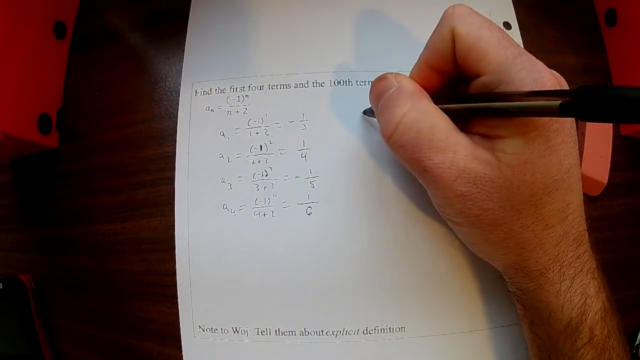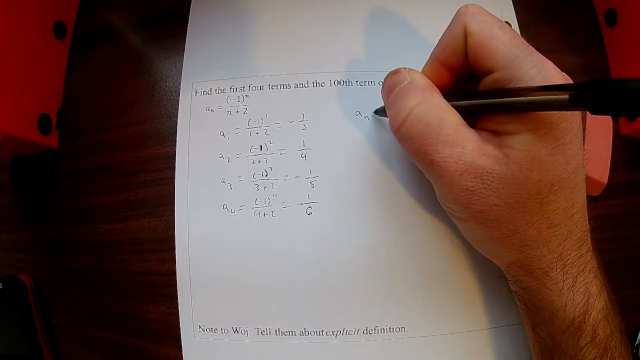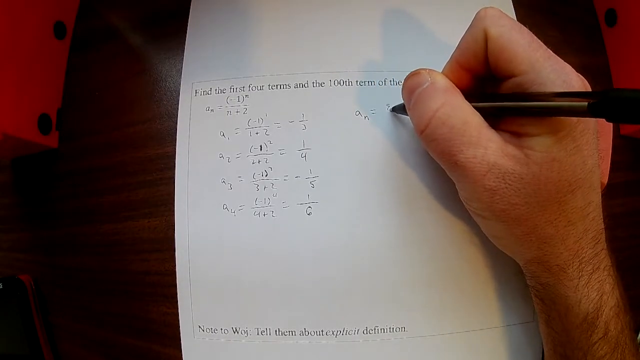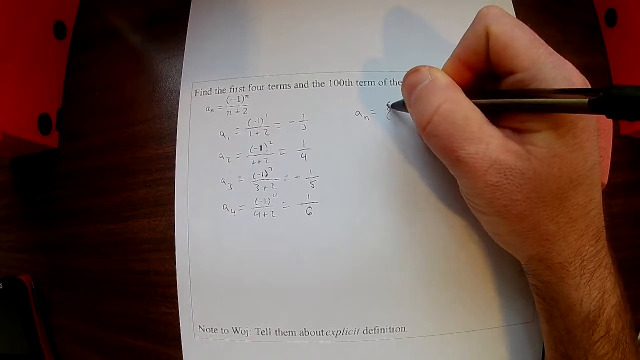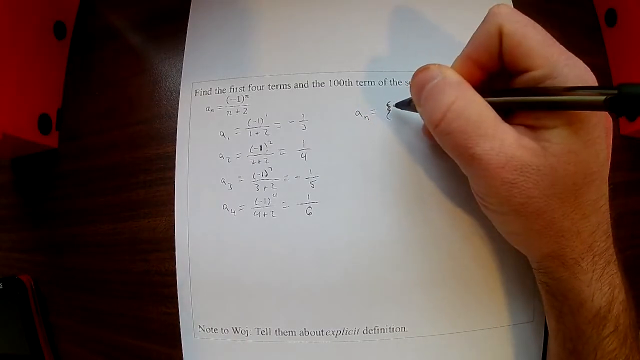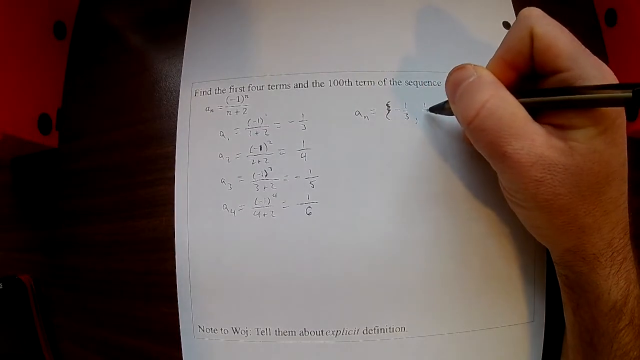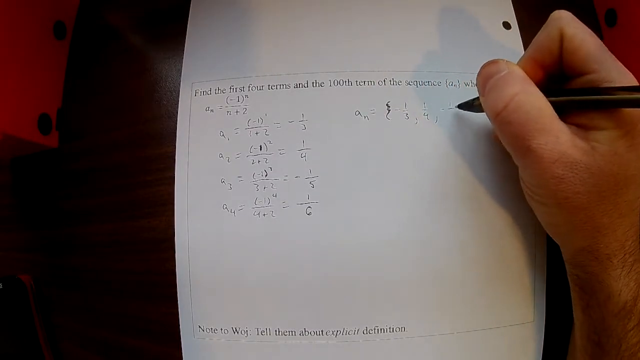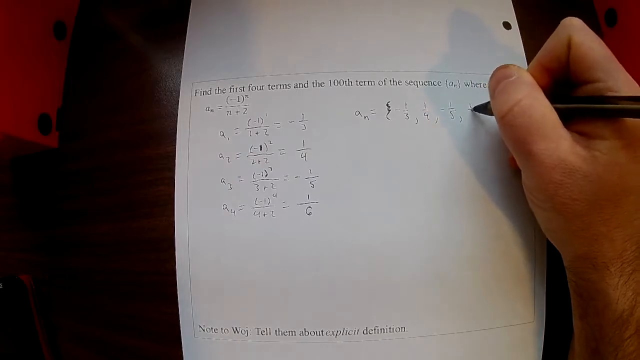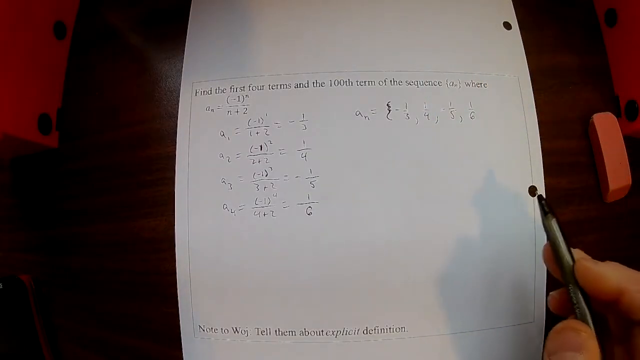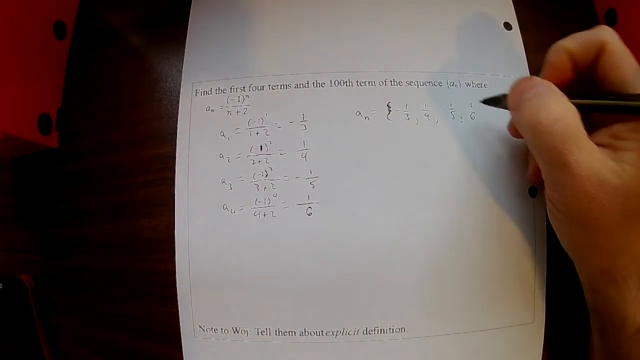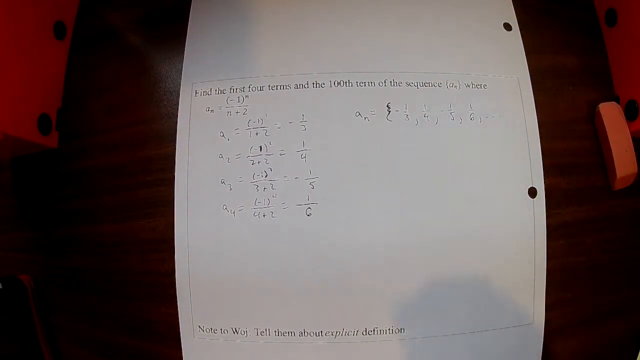You can actually say now that a sub n is going to be equal to the collection of the numbers -1/3, 1/4, -1/5, 1/6. As it's written right here, this is a finite sequence. If we went on forever and ever, it would become an infinite sequence.